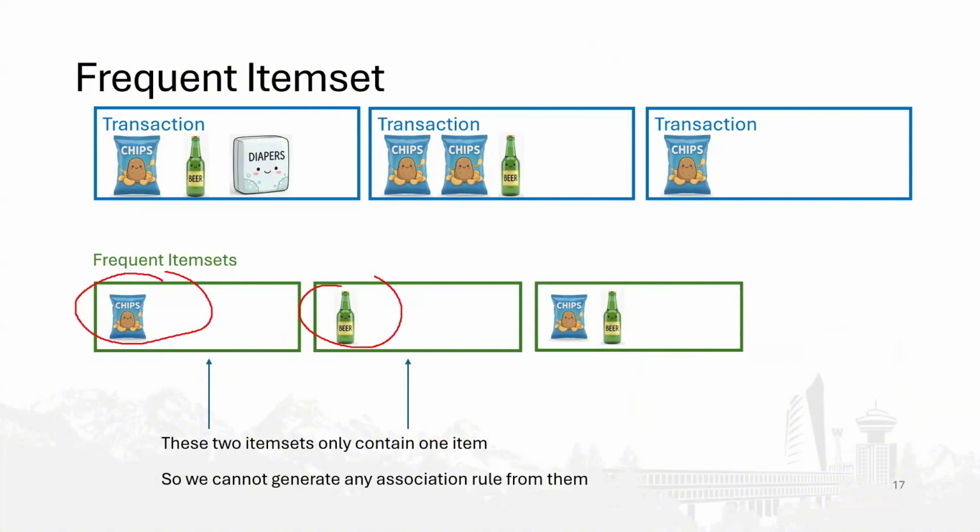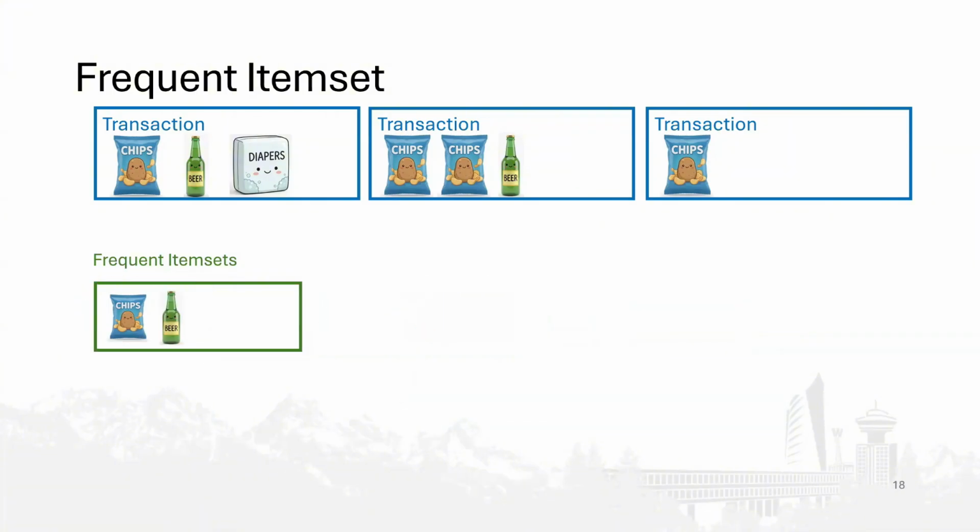So we cannot generate any association rule from them because there's only one item in each set. There's no association at all. So we can just ignore the one item set here. Then we can just focus on the frequent 2 item set because they contain at least 2 items.